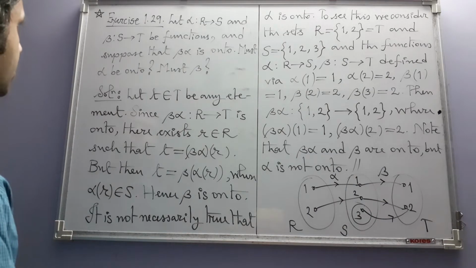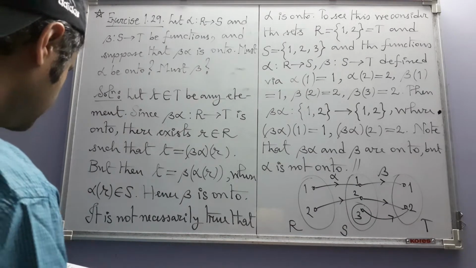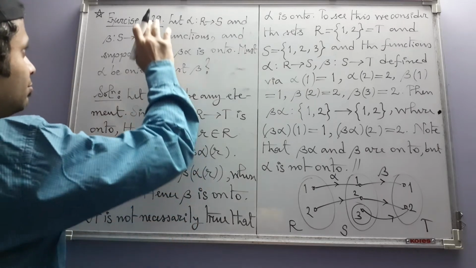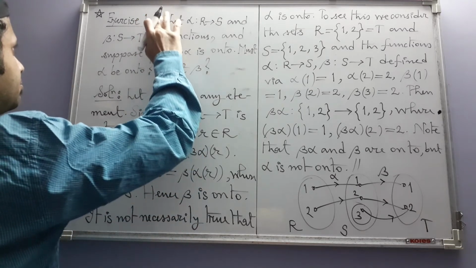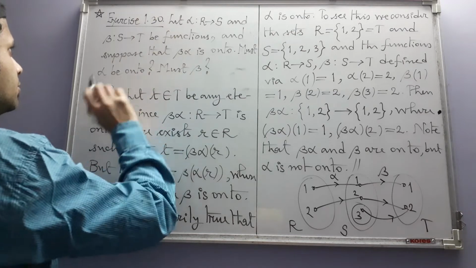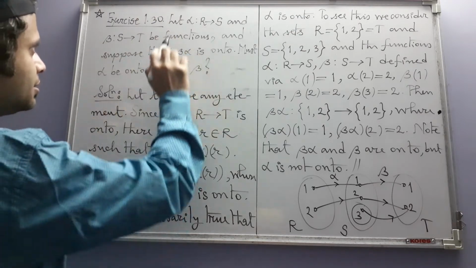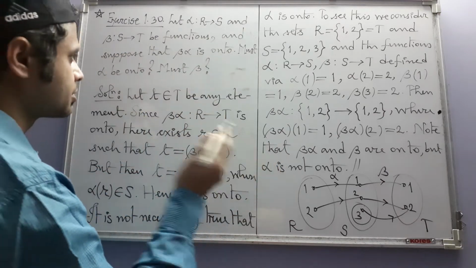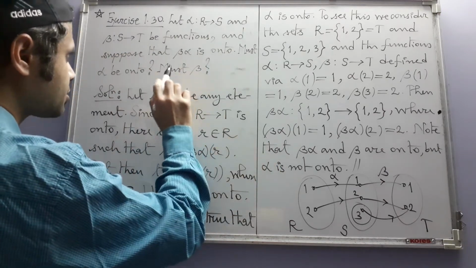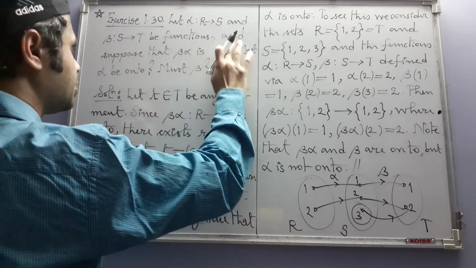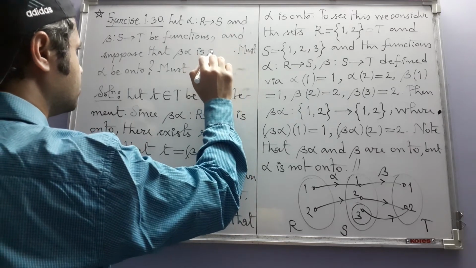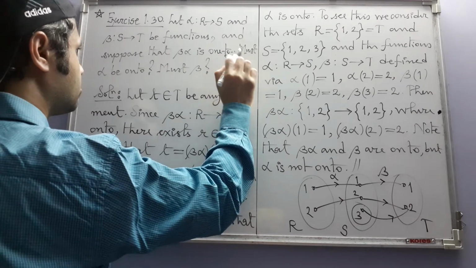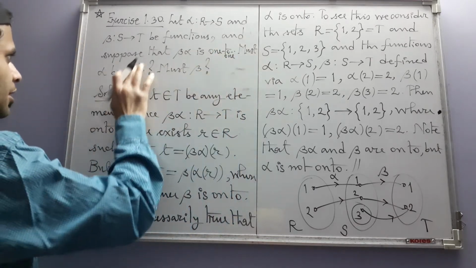So that is the solution. And then the next exercise is similar, only this time in place of onto we have 1 to 1. Everything else is similar. Again we have functions alpha and beta, and suppose now that beta alpha is 1 to 1. Must alpha be 1 to 1?